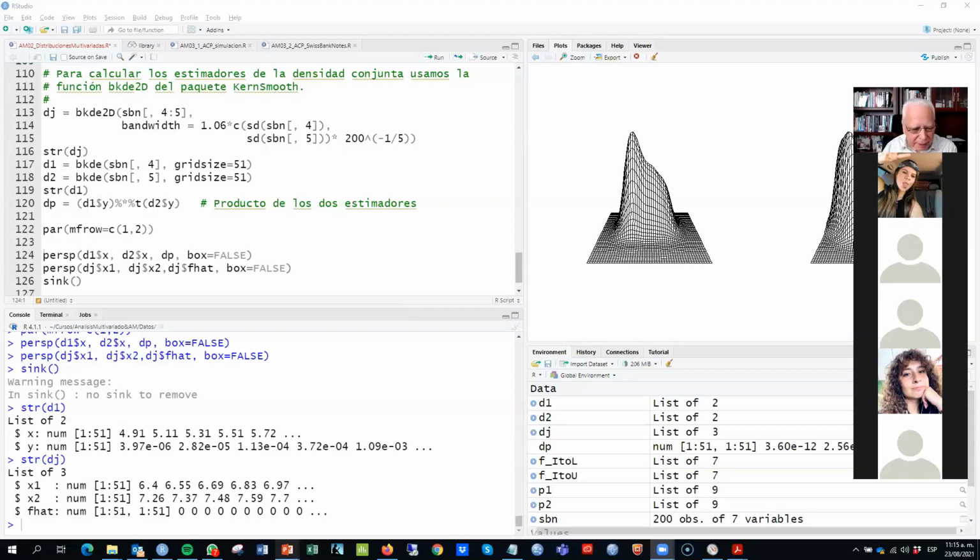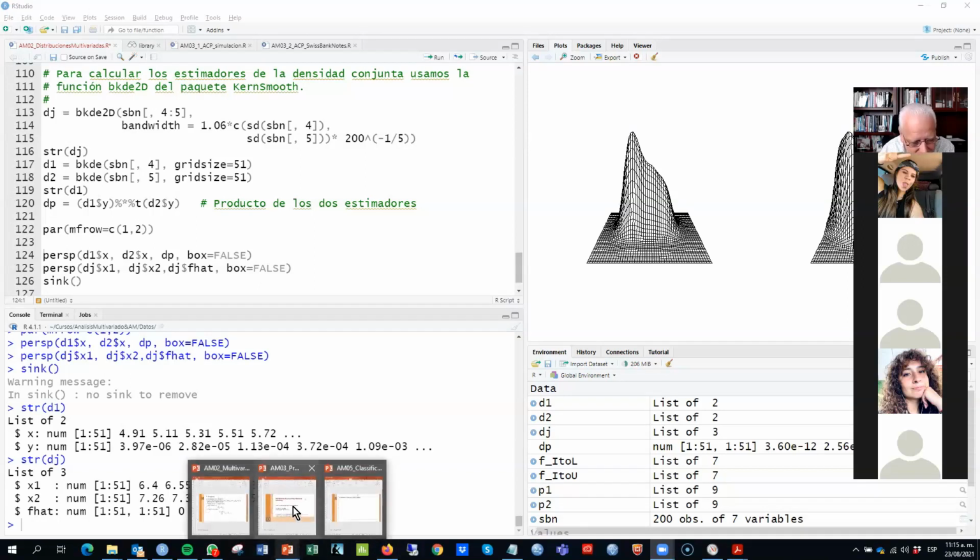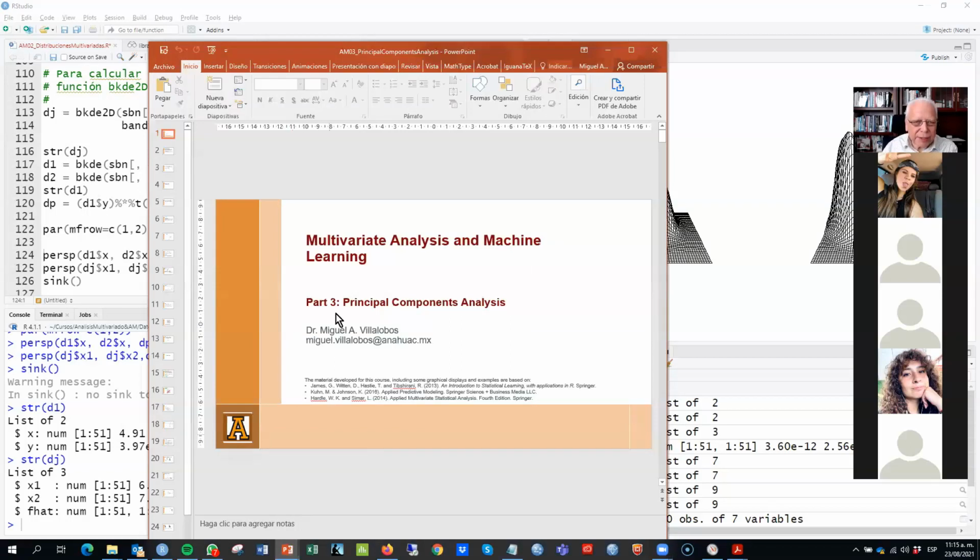I'm going to share my screen, and we'll start talking about the linear, no, principal component analysis. I'm looking for the presentation. It's AM03. This is the AM03 principal component analysis.